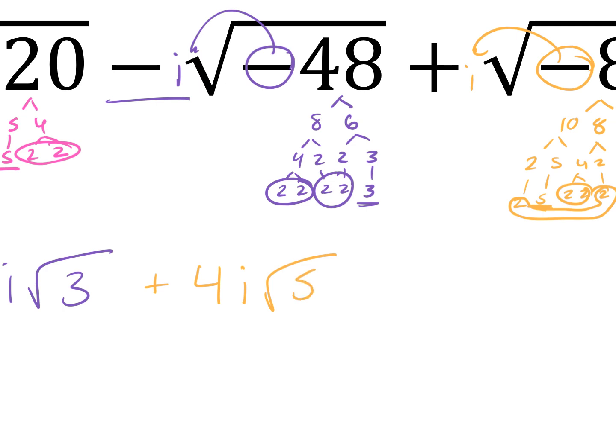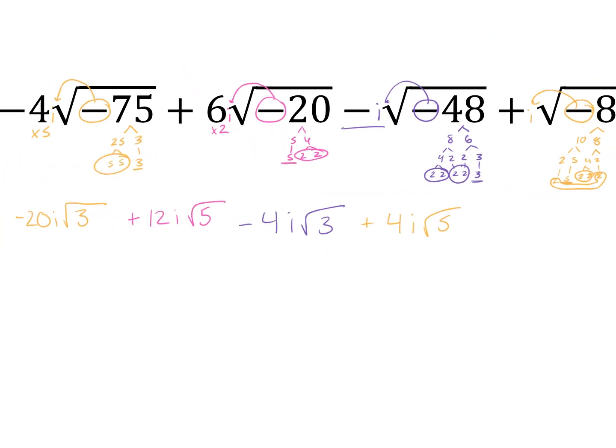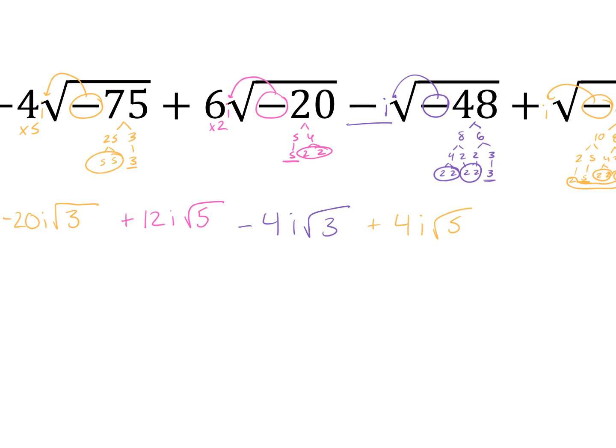5. All right, now let's see if we have any like terms that we can combine together. Any like terms? Yeah. What? I know there's 2 of them. Negative 20i square root 3 and negative 4i square root 3. They're like terms because they both have an i and they have the same radical. So we can add them together by adding the coefficients. So we get negative 24i square root 3.